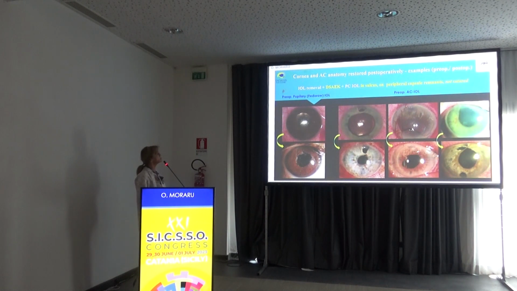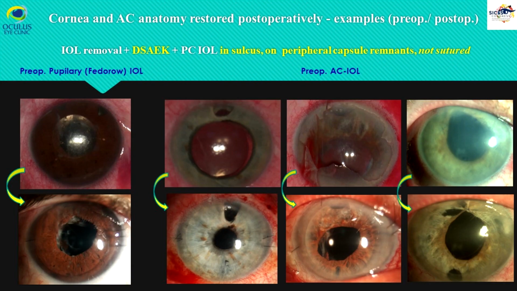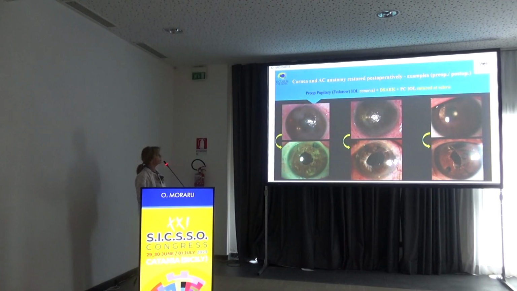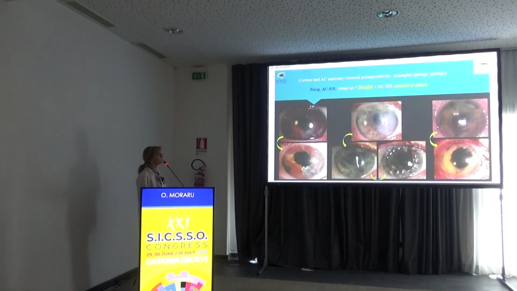Here are some examples. All of them have PC IOL on capsular remnants, so not sutured. In this case, we have a Fyodorov lens and pre-op. The superior line shows the pre-op images and the bottom line, the post-op images. Again, some cases when we needed to suture the PC IOL to the sclera, because there was no capsular support. Here we have Fyodorov lenses, and these are post-op images. In some cases we needed also pupilloplasty, you will see the video.